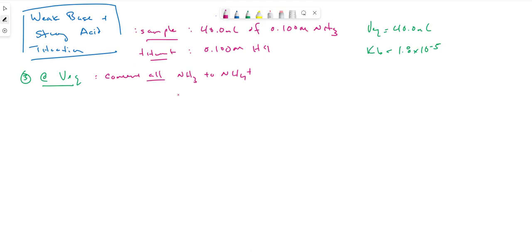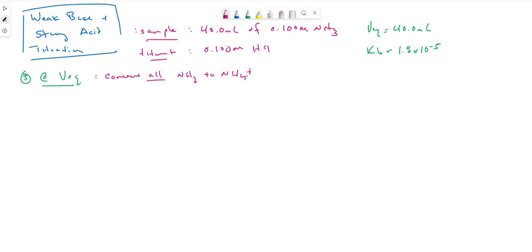At the equivalence point, which we already determined was at 40 mL, remember what that means: we've added exactly enough acid to completely convert all of the base to its conjugate. In other words, all of the original NH3, all those moles, are now moles of NH4 plus. And so what do we have in the system at that moment?